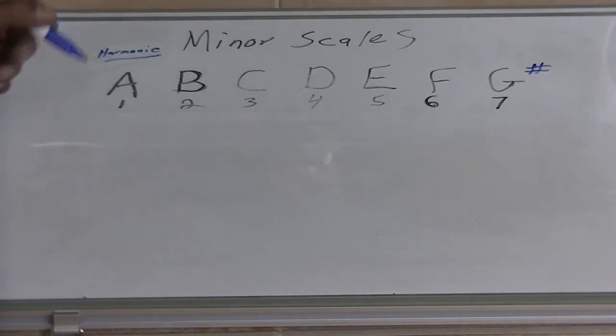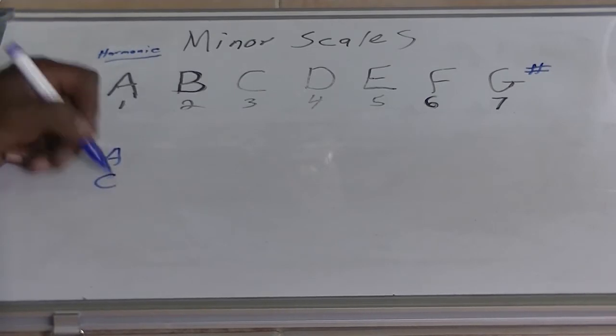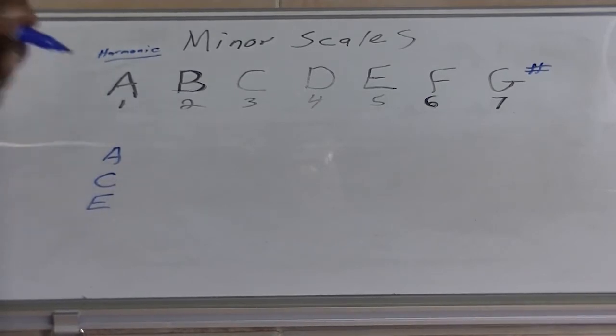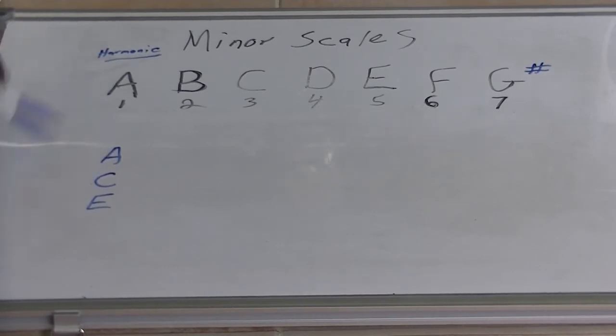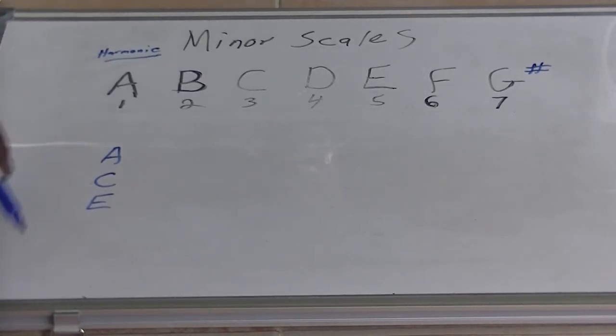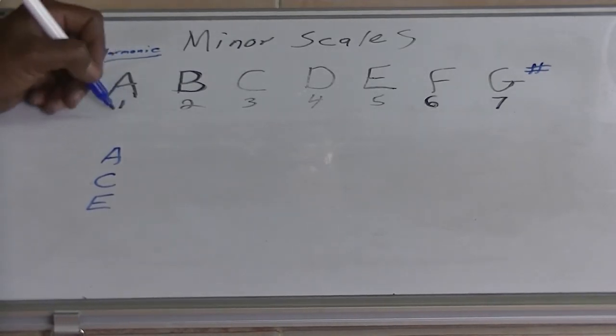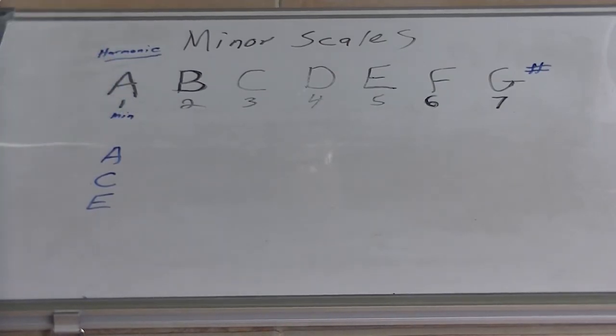If we start with the A, we'll get the notes A, C, and E. Now, these are the same notes we get when we derive a chord using the natural minor scale. And it is an A minor chord. So our 1 chord is minor.